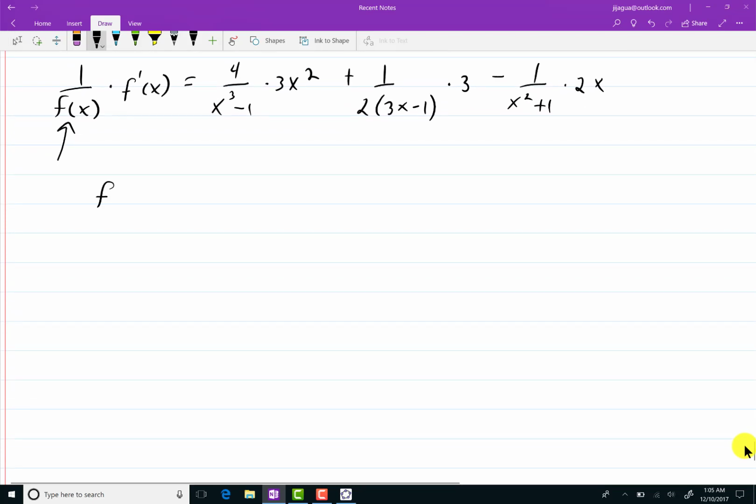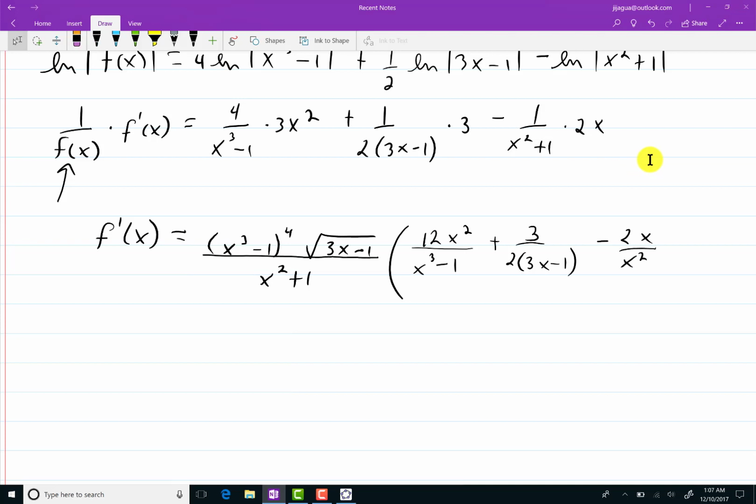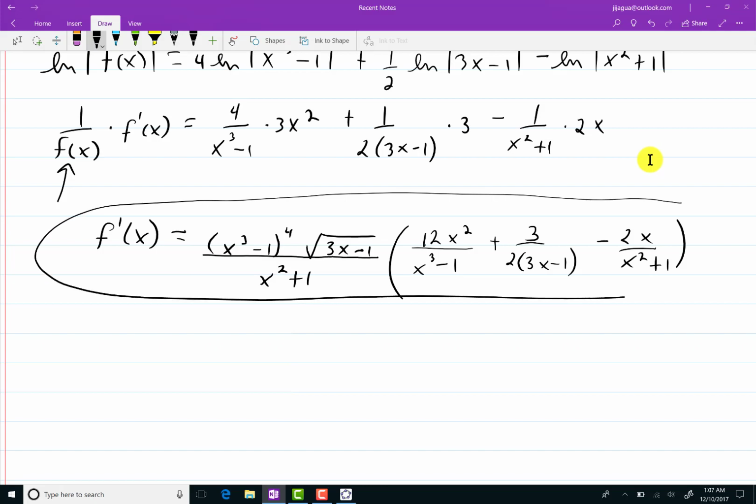So f prime of x equals, so f of x to begin with. The first piece, if I simplify, I'll get 12x squared over x cubed minus 1. And then I'm going to have 3 over 2 times 3x minus 1. And the last piece, I'll have minus 2x over x squared plus 1. So there you go. Horrible looking derivative, but imagine how it would have been.